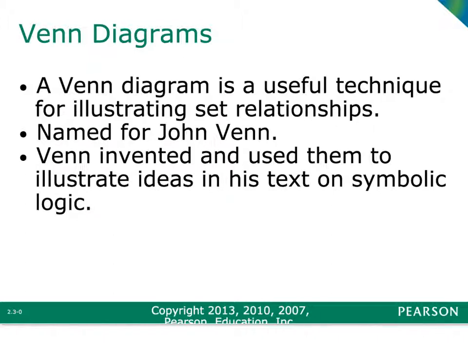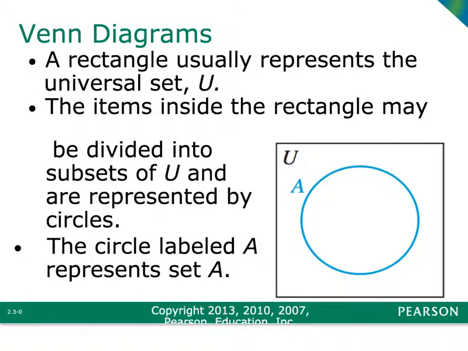It was named after a man named John Venn, and he used it in his text in symbolic logic. Okay, so in general, when you start drawing a Venn diagram, you're going to start with a big rectangle. The big rectangle represents the universal set. So for example, if I talked about actors, my universal set would be all actors.